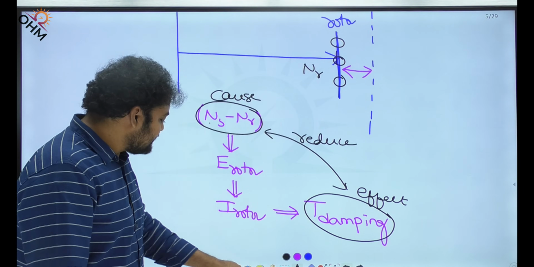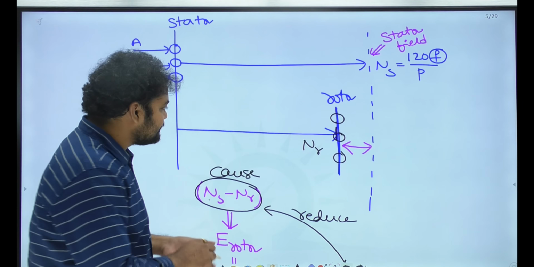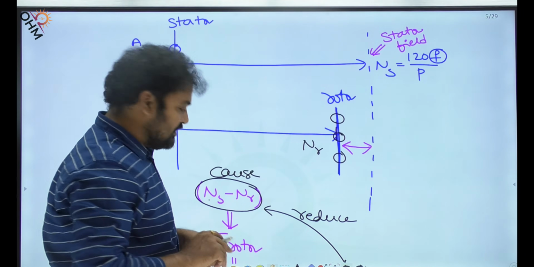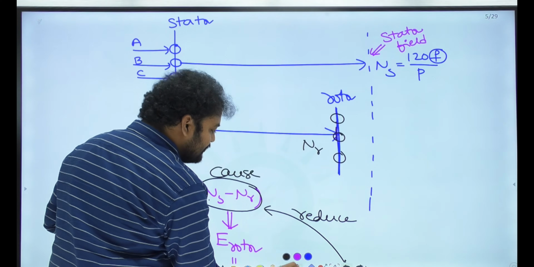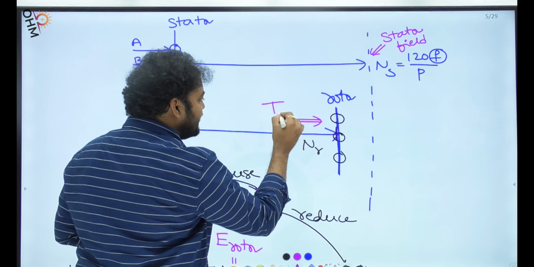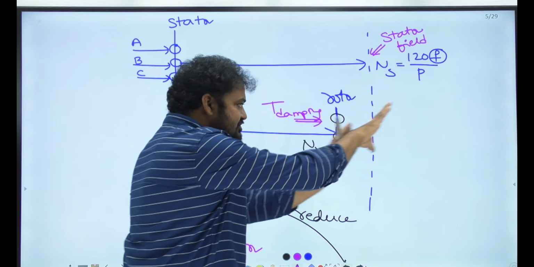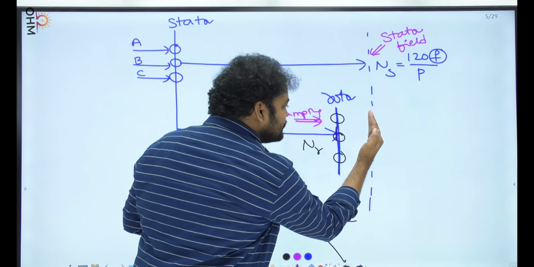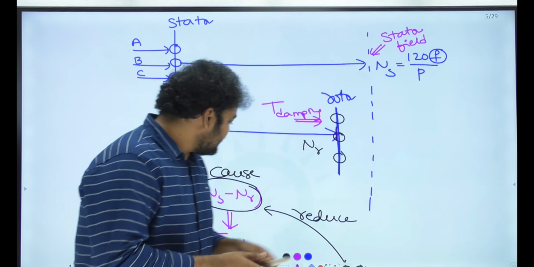How to reduce this relative speed? Very simple. Look at this diagram: to reduce this relative speed, nr should be pushed in the direction of the stator field. So whatever damping torque is created, it will try to push the rotor in the direction of the stator field. This is damping torque. Once the rotor is pushed in this direction, it will slowly accelerate and finally reach synchronous speed.